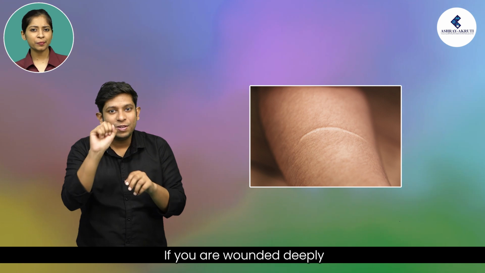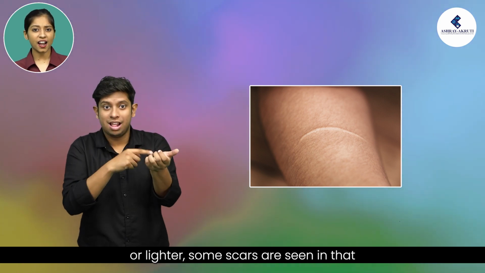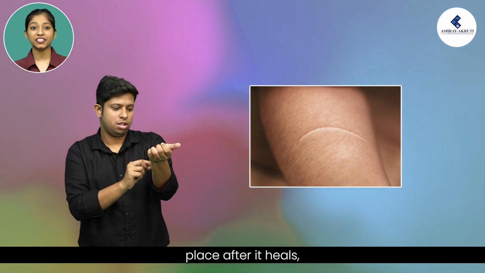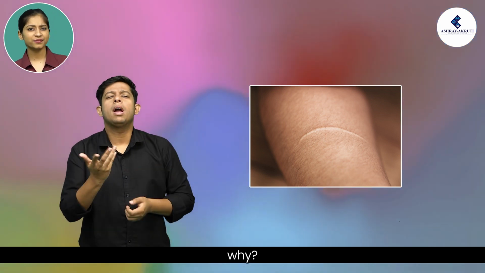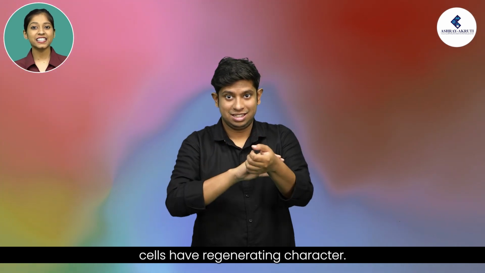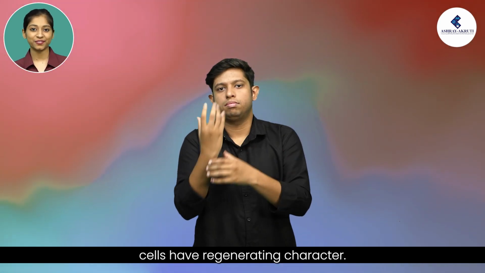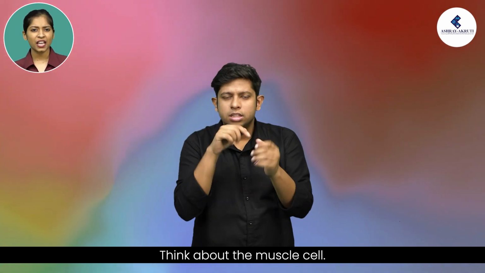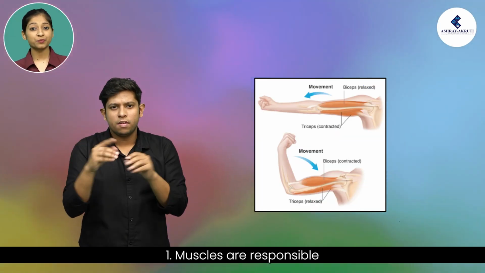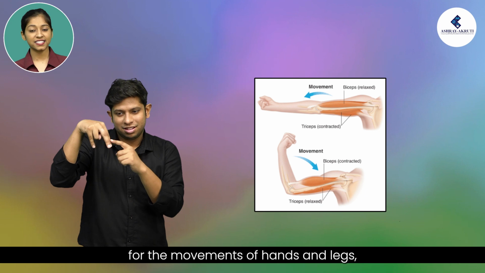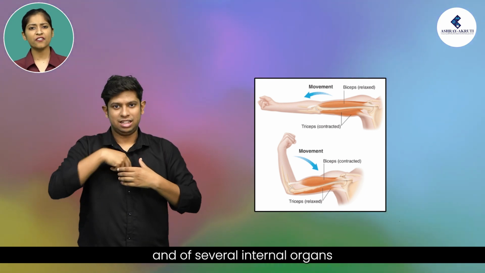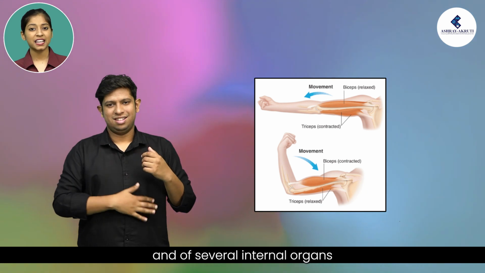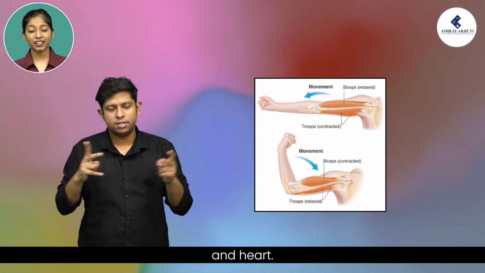If you are wounded deeply or lighter, some scars are seen in that place after it heals. Why? The reason is that the skin cells have regenerating character. Think about the muscle cell. Will they get regenerated like epithelial cells? Muscles are responsible for the movements of hands and legs and of several internal organs such as the intestine and heart.